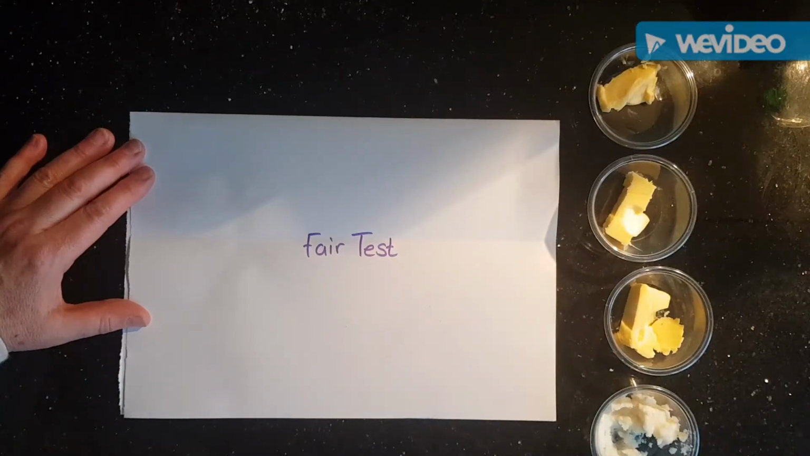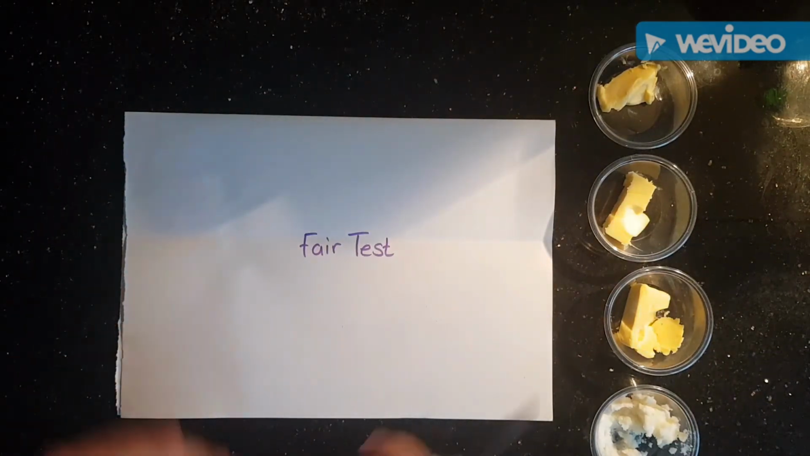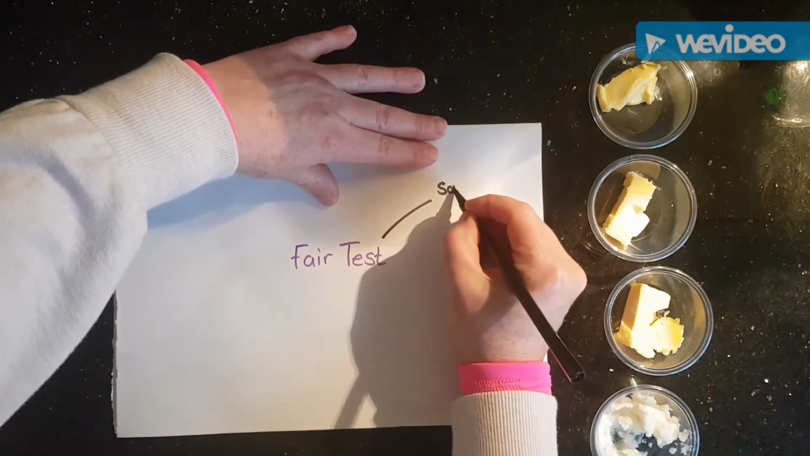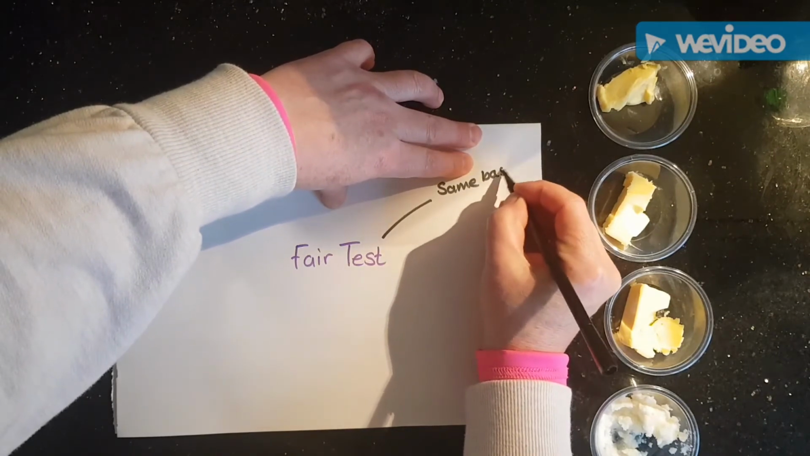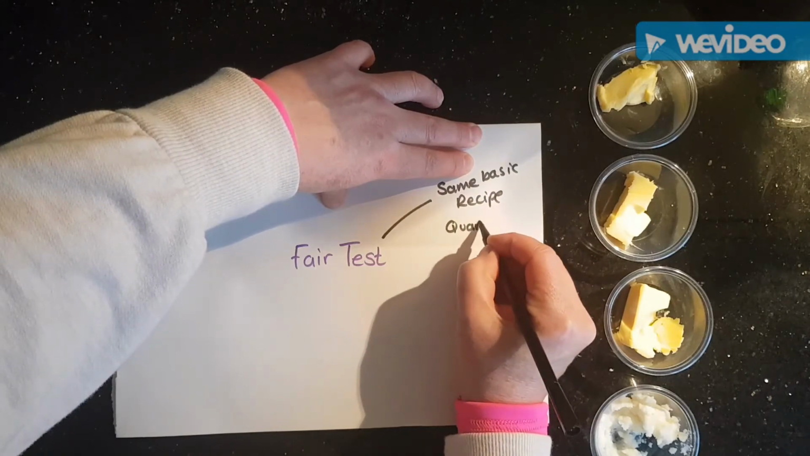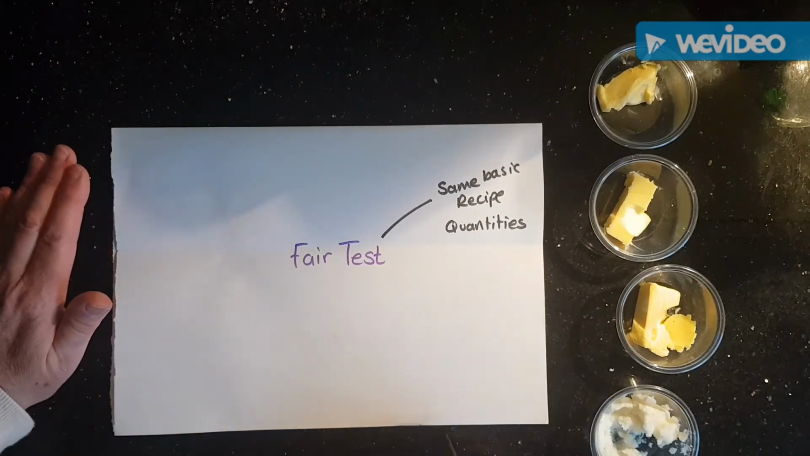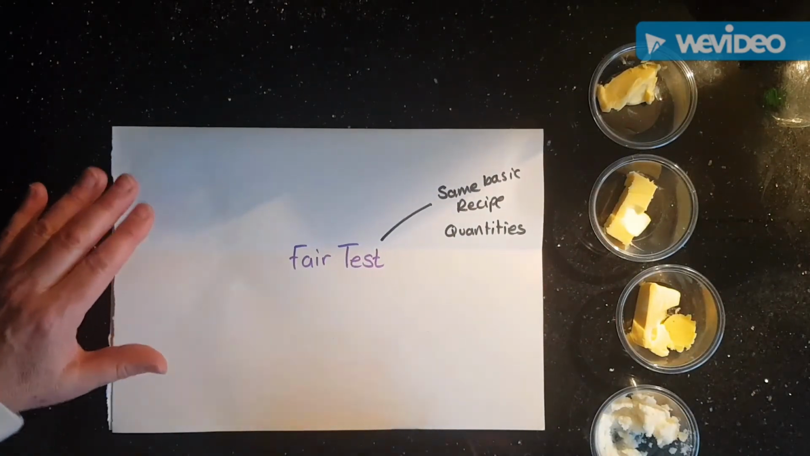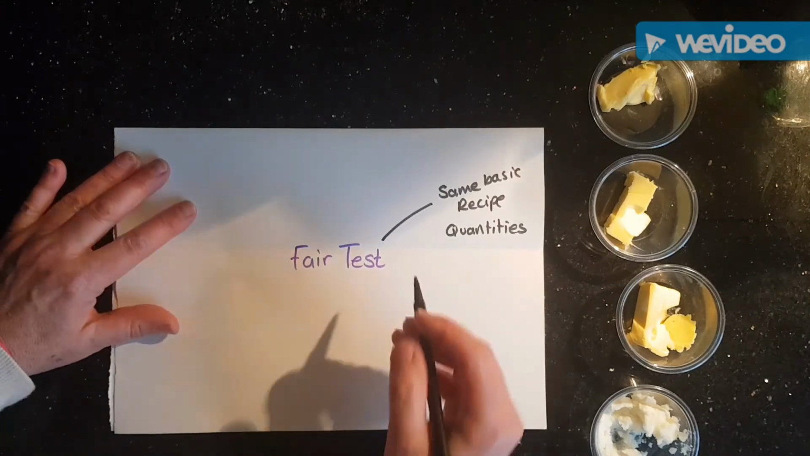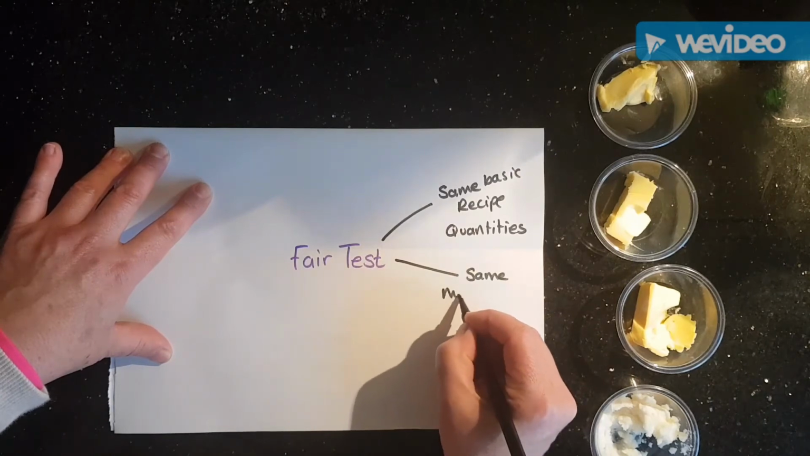On a few occasions I've mentioned the term fair test. We want to be sure that the only change in the recipe that we're making is the fat, the butter. Some of the things that we'll need to do here is use the same basic recipe. That's going to mean the same quantities of ingredients. If we vary those, it may be the quantities that are causing the difference in the quality of the biscuit, not the actual fats, and only the fat is what we want to look at. Same method of making.